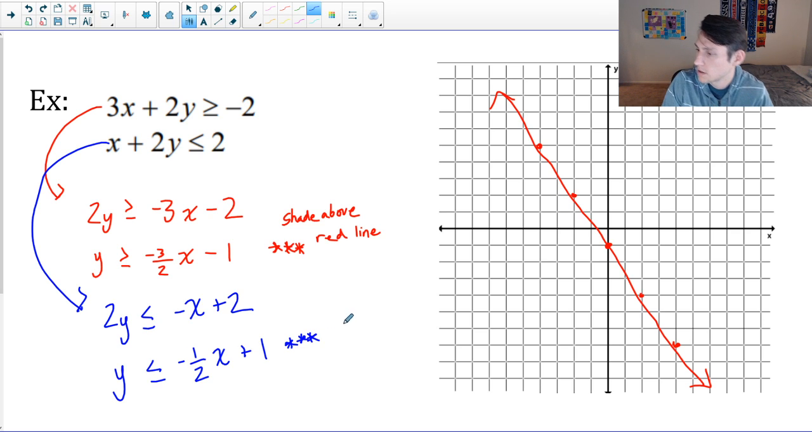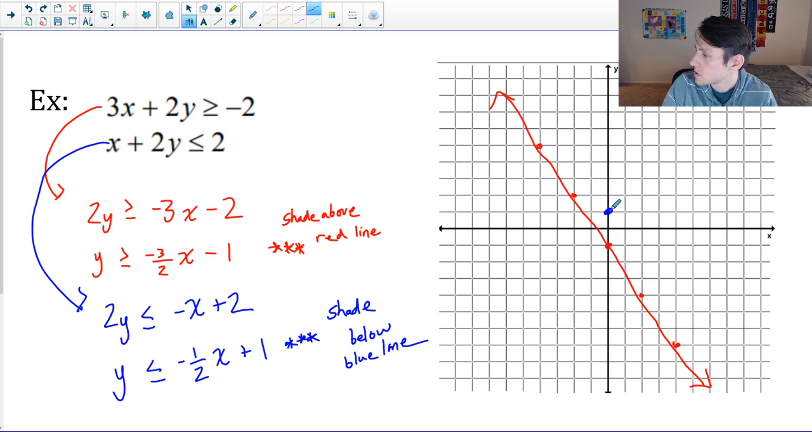Again, I'm just going to star that this is what I'm going to use to graph and to shade. And since this is a less than or equal to symbol, I'm going to shade below the blue line. But first, let's just graph it. And it'll be a solid line since this is less than or equal to.